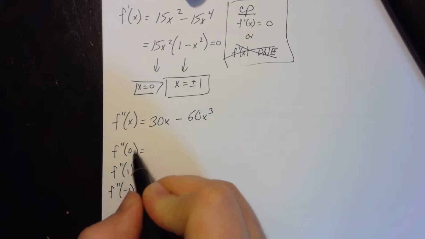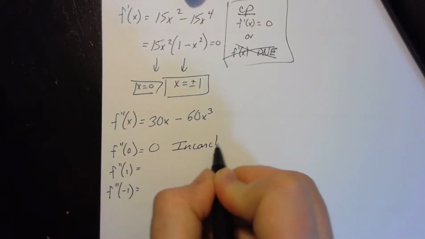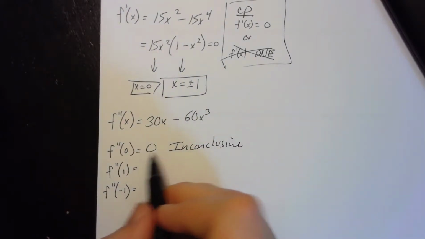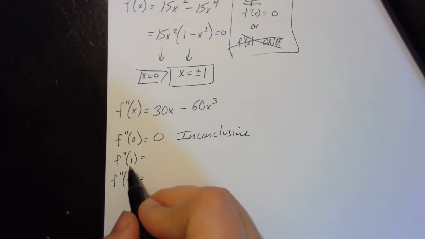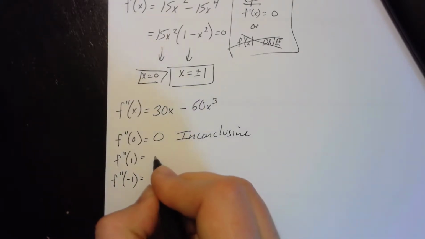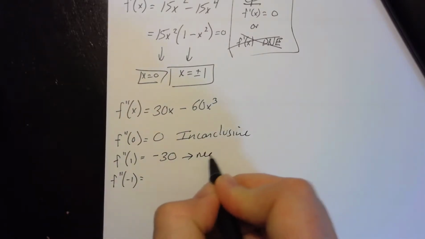If I plug 0 into the second derivative, you'll notice I get back 0, which means inconclusive. That's unfortunate for that case, but at least I know that I'm going to have to use the first derivative test on 0. At 1, when I plug in 1, I get 30 minus 60, which ends up being a negative 30. Again, the number itself doesn't matter. It's just the fact that it is negative.